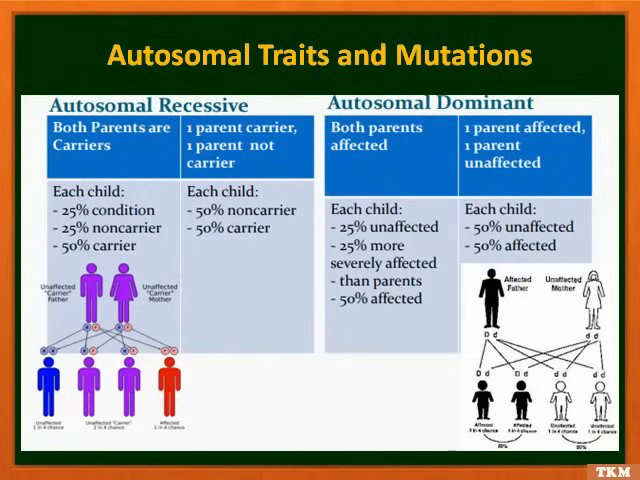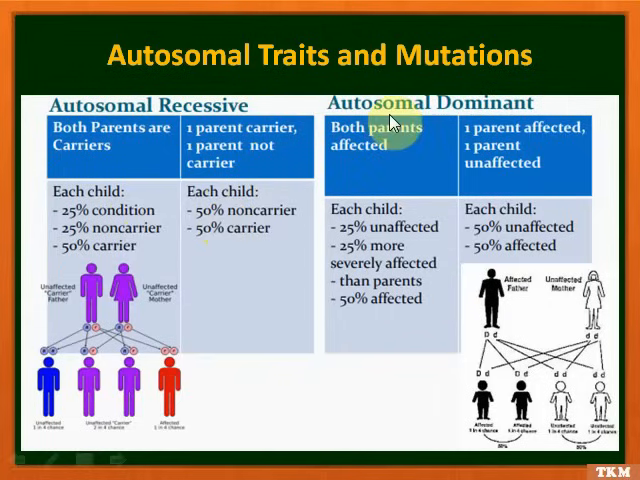Now let's take a look at the autosomal traits and mutation. Autosomal recessive: if both the parents are carriers, 25% condition, 25% non-carrier, 50% carrier, as we saw in the previous slide. One parent carrier, one parent not a carrier: each child has a 50% chance of being a carrier or non-carrier.